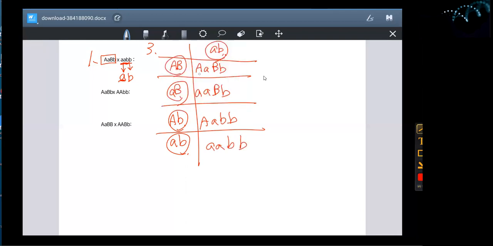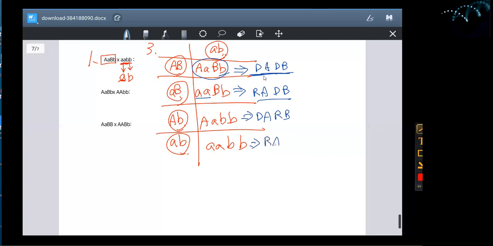How do I read them? This means dominant A gene, and this means dominant B gene. This means recessive A gene, right? Two small a's. And this means dominant B gene. So I am now interpreting my phenotype. This is genotype. This is phenotype. What about this one? Can you do this one? What is the phenotype for this one? Dominant A, recessive B. What about this one? This one will be recessive A, recessive B.